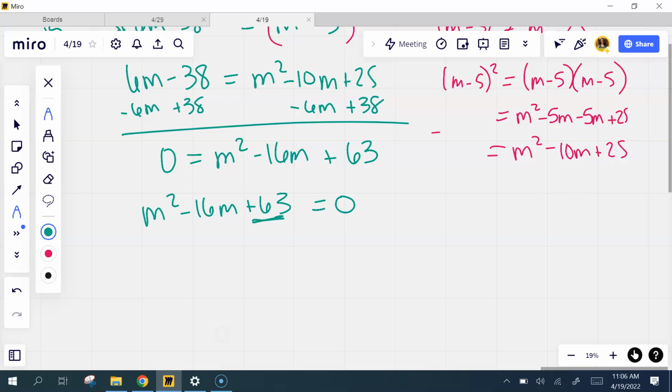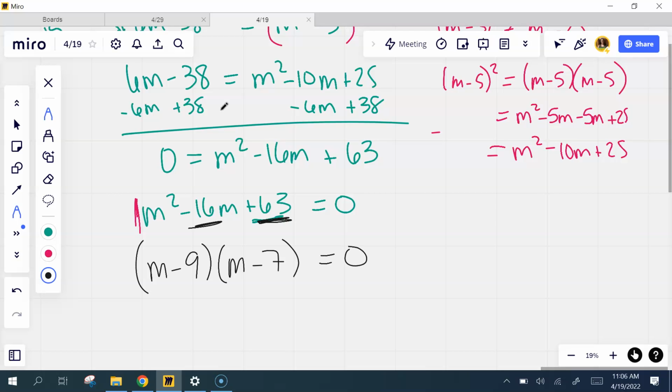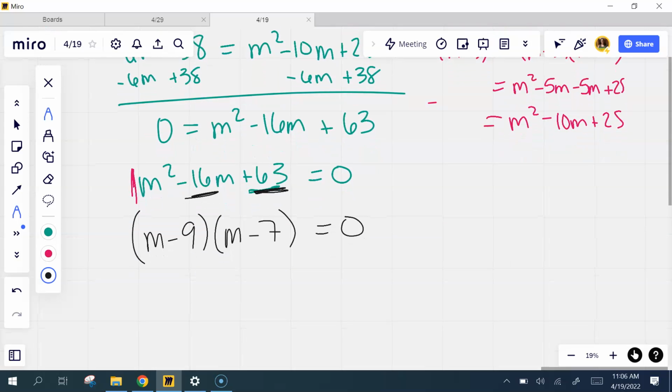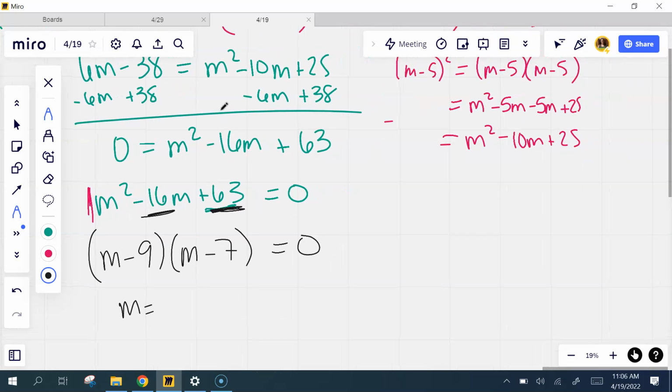And I can shortcut this, right? Because there's a leading coefficient of 1. So what multiplies to 63 but adds to -16? -9 and -7. Which means my solutions are what? +9 and +7. That's exactly right. Y'all just thought factoring was going to go away, didn't you? Quadratics never go away, all the way through calculus.